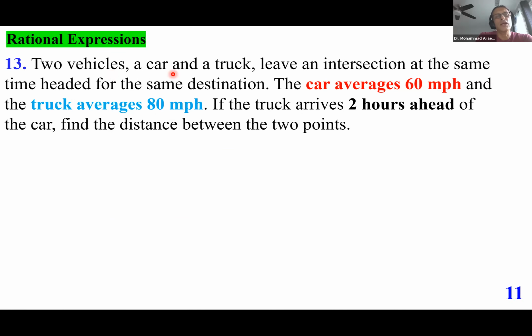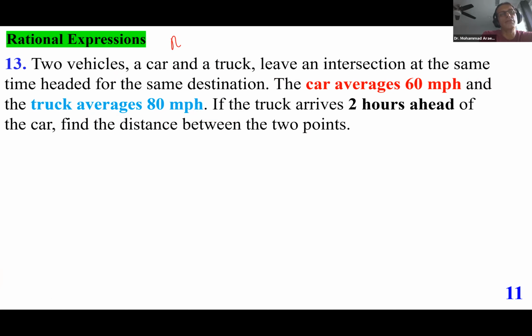Two vehicles, a car and a truck, leave an intersection at the same time. Headed for the same destination, the car averages 60 miles per hour and the truck averages 80 miles per hour. If the truck arrives 2 hours ahead of the car, find the distance between the 2 points.